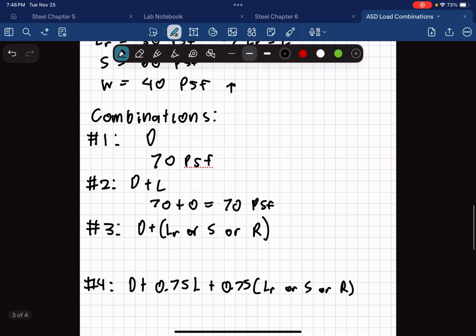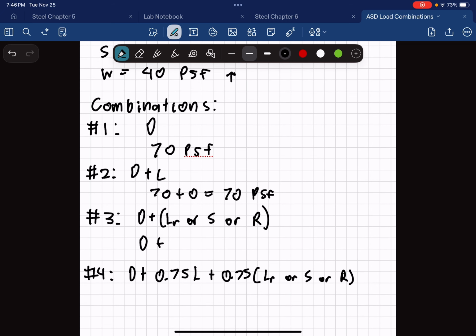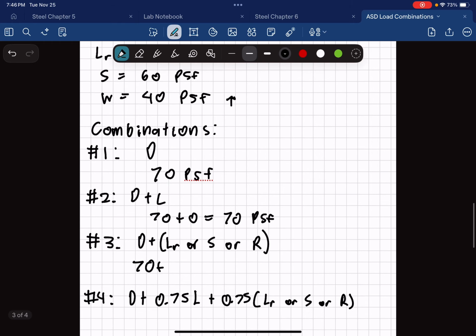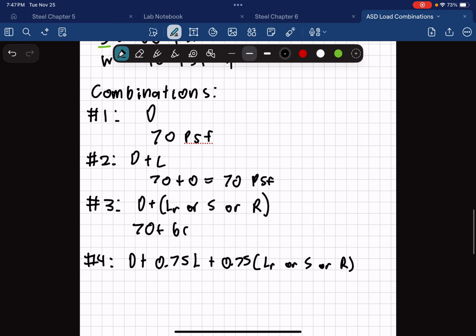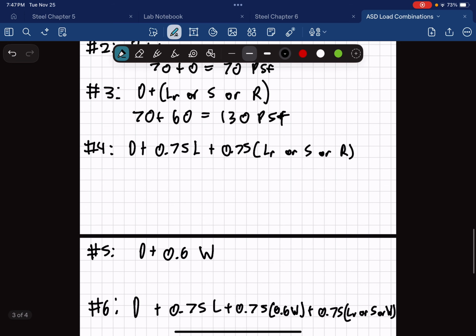So the same there. Case 3, dead plus live roof or snow or rain. 70 for the dead load, plus live roof or snow or rain. If we look up here, we don't have an R value, but we do have live roof and snow. So we have to look at these and see which is bigger. It's going to be the snow load at 60 PSF. So 70 plus 60 is going to be 130 PSF. Now that looks more like our governing case because it's a higher value.